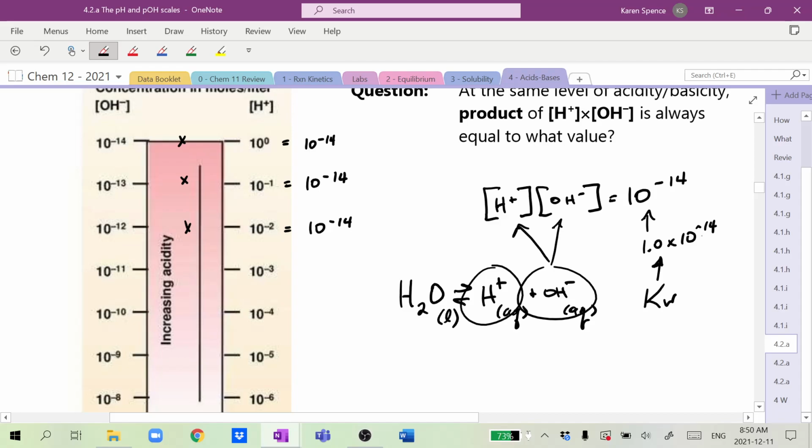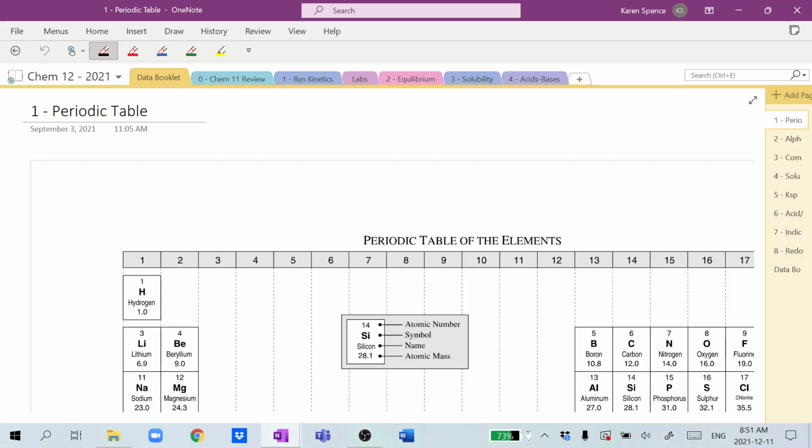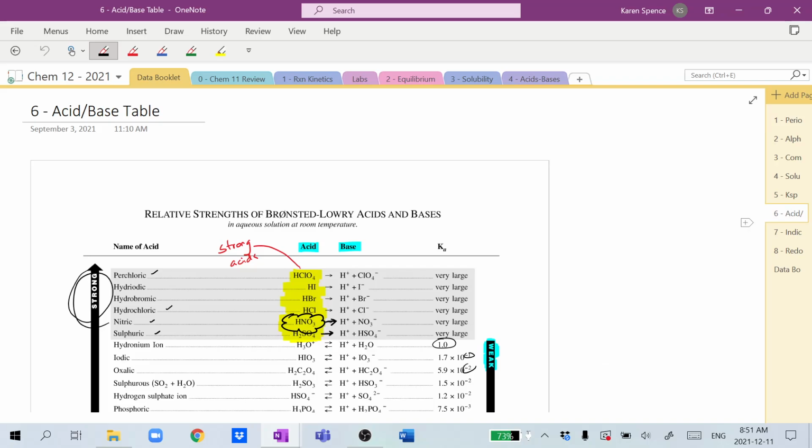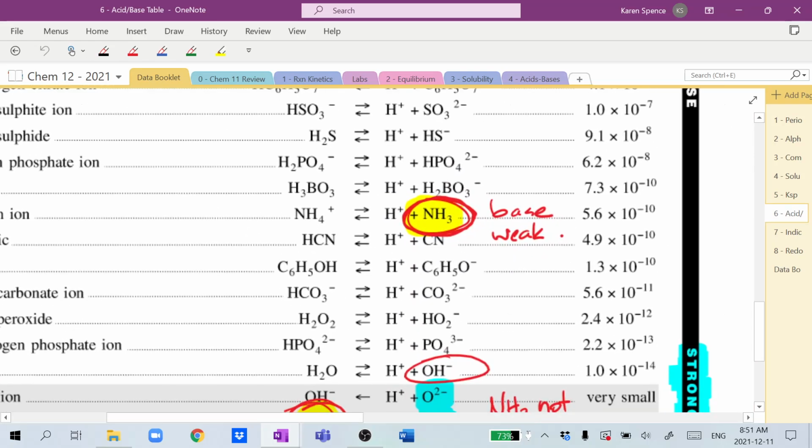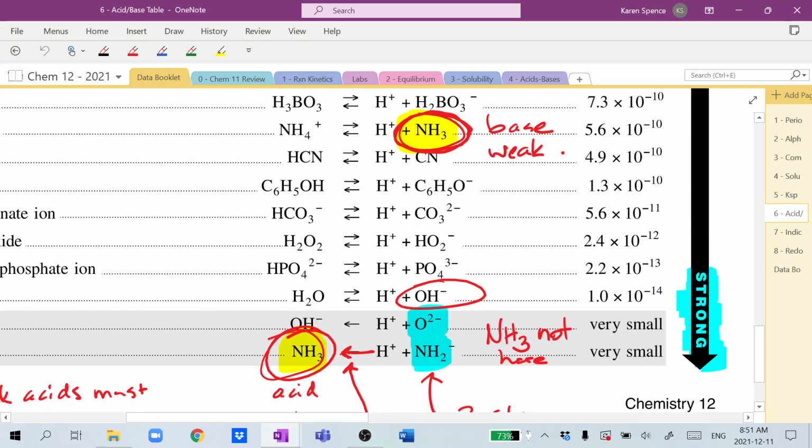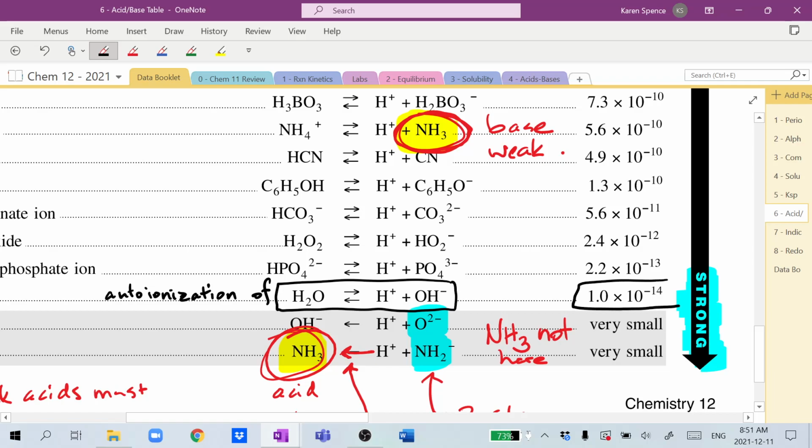This value actually shows up on your data booklet page. There we are, that's the one. And if we look, they call it the auto ionization of water. Auto meaning something one does to oneself. So the auto ionization of water is given right here. And here we have 10 to the negative 14, and that is Kw.